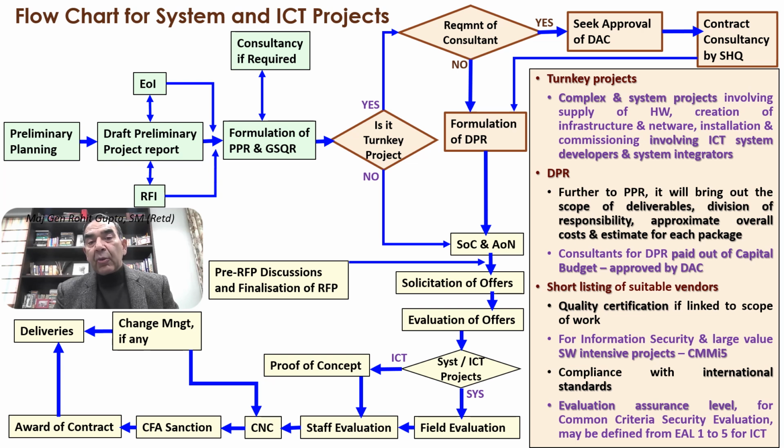If it is a turnkey project, then the next thing is the requirement of consultants. If there is a requirement of consultants, as per the provisions we looked at, you have to go to the apex body, the Defense Acquisition Council, and seek their approval for the purpose of consultants. In case it is approved, the contract is worked out for the consultants by the service headquarters concerned, and in conjunction with them, the formulation of the detailed project report, the DPR, takes place. In case there is no requirement of consultants, you can do the formulation of the detailed project report in-house.